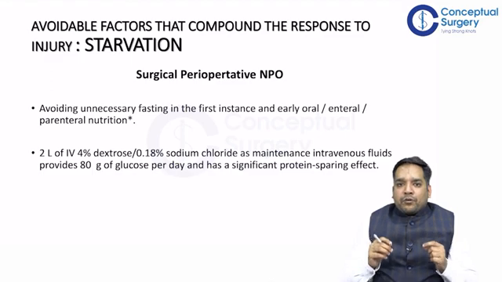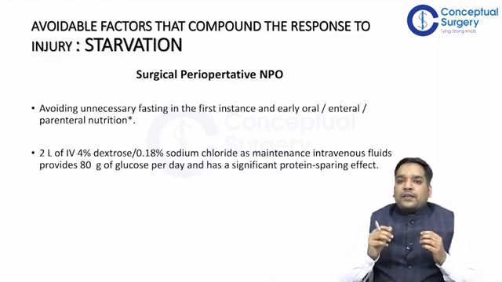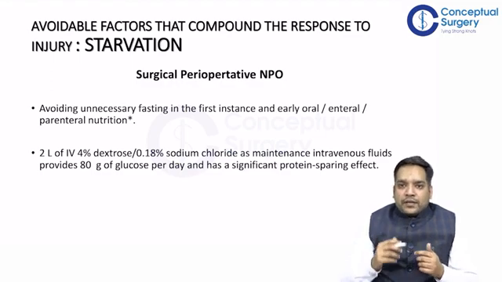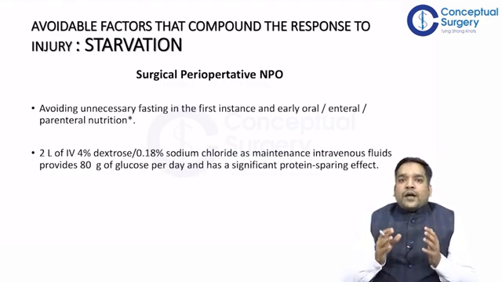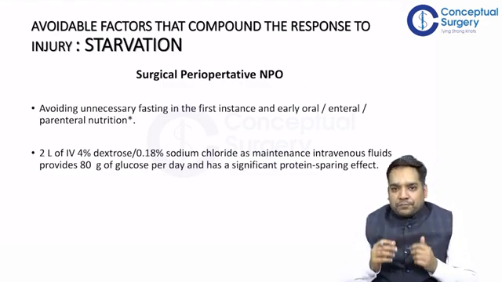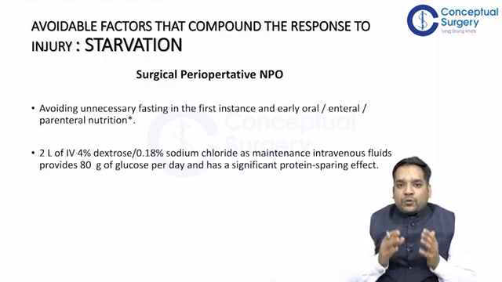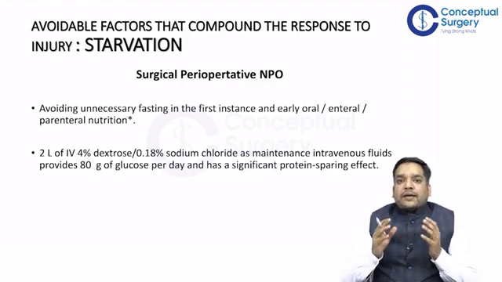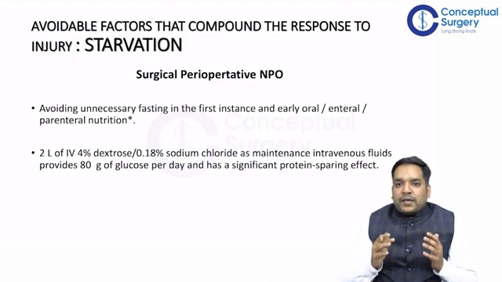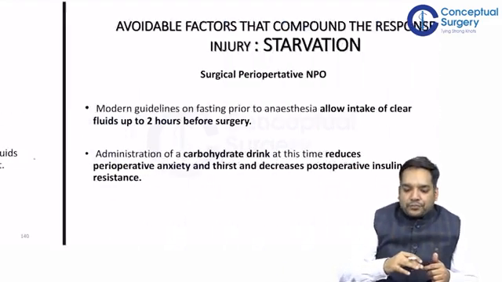So it is very important to avoid unnecessary fasting in the first instance, and we can allow the patient orally early, right? And in some cases, we can also allow parenteral nutrition. So it is going to attenuate the side effects of starvation. It is seen that 2 liters of IV fluid of 4% dextrose and 0.1% sodium chloride as a maintenance IV fluid can provide 80 grams of glucose per day and has a significant protein sparing effect, right?